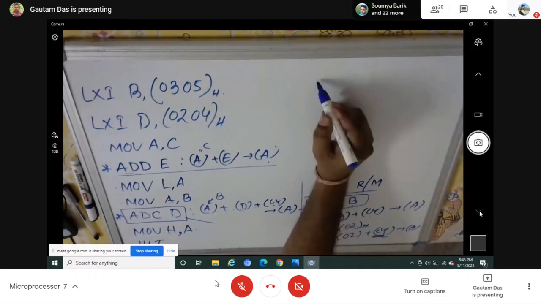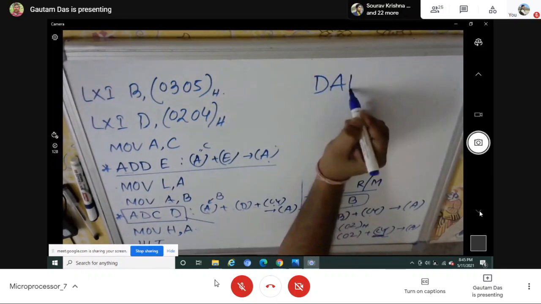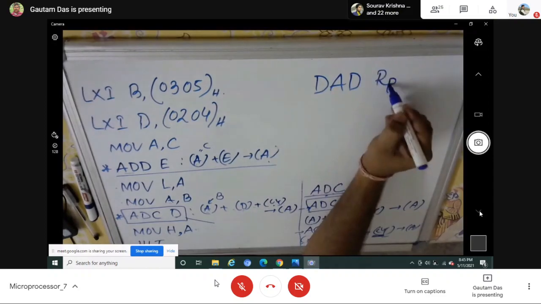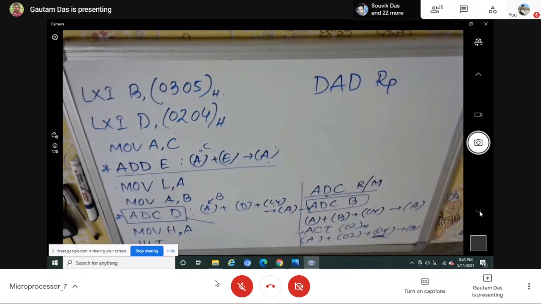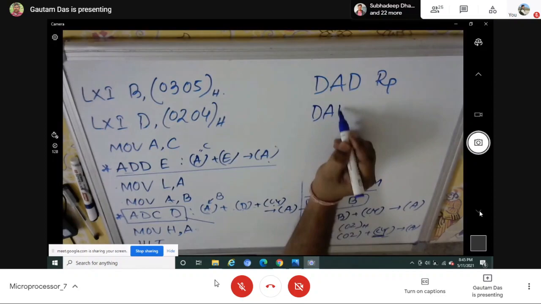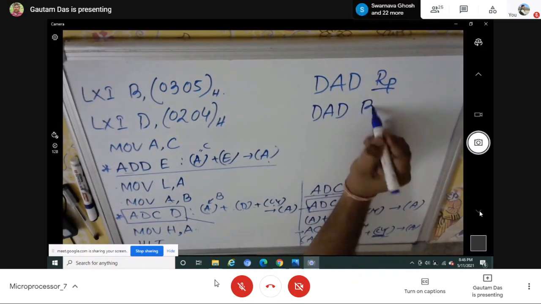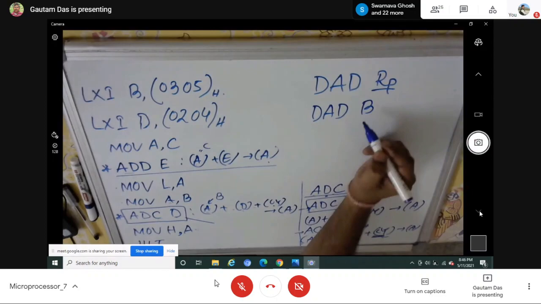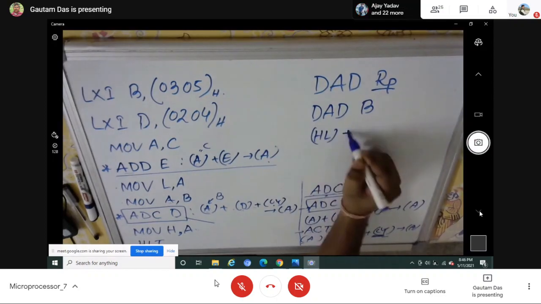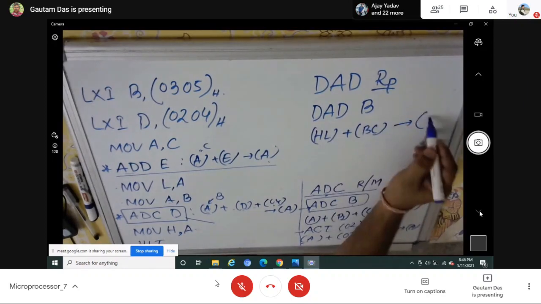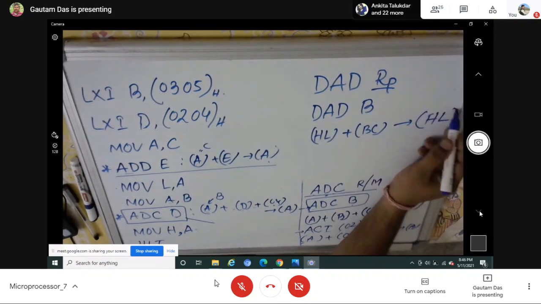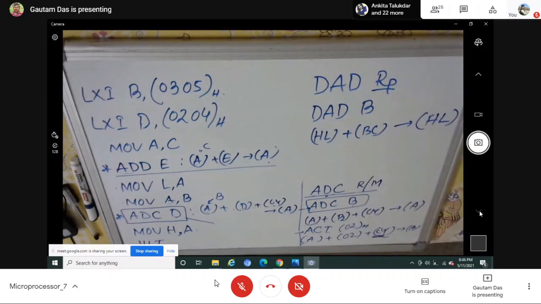The instruction for 16-bit is DAD, and the operand is a register pair. DAD is basically called double addition. This instruction is used to perform addition of two 16-bit data. Specifically, if I write one operand register pair, suppose B meaning register pair BC, what will it do? HL will be added with BC and the result will be stored in HL only. This is the meaning. That means one instruction can perform addition of two 16-bit data.